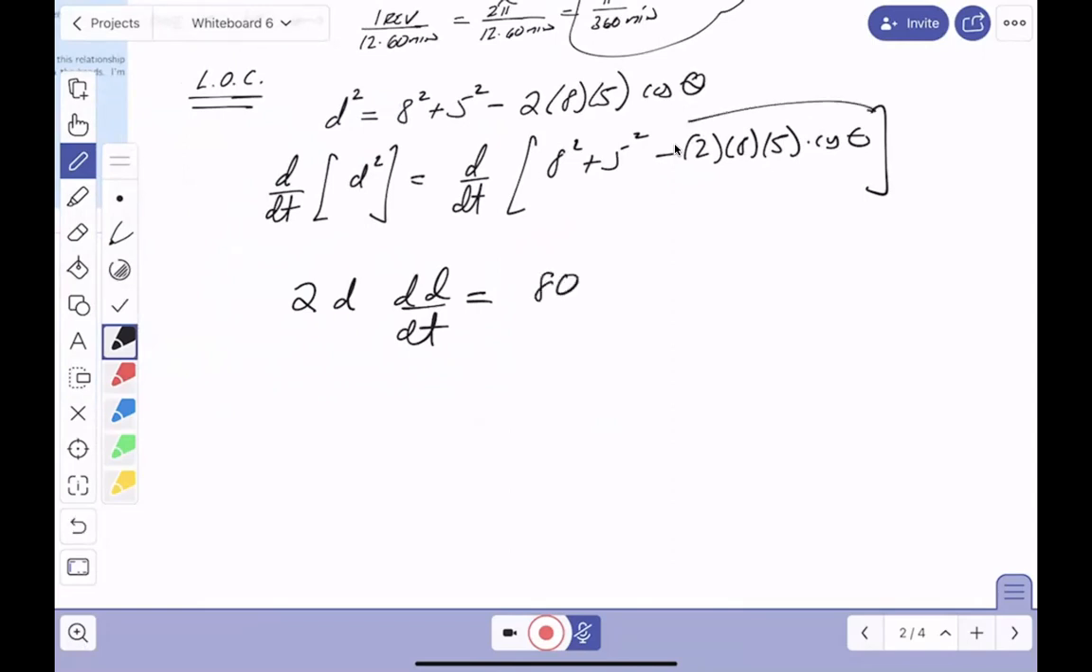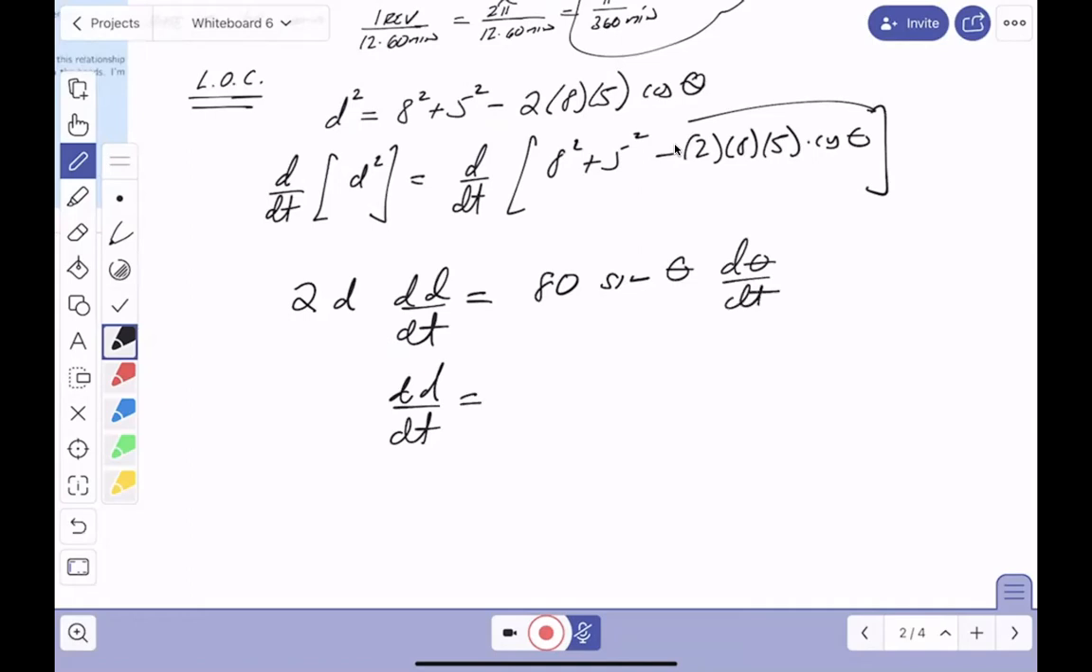I'm doing this over here, by the way. That would be 80 because 2 times 5 is 10, 10 times 8 is 80, sine theta. So dd/dt. Oops, I forgot something: d theta/dt. Sorry about that. I forgot that. So what are you going to do over here?